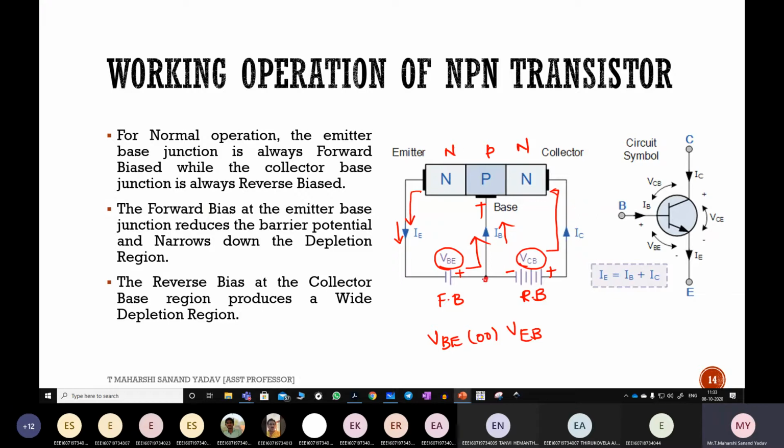Can anyone tell me the KCL at this node? IE is equal to IB plus IC. Current entering is equal to current leaving. So this notation will be the same for all the different types of configurations.